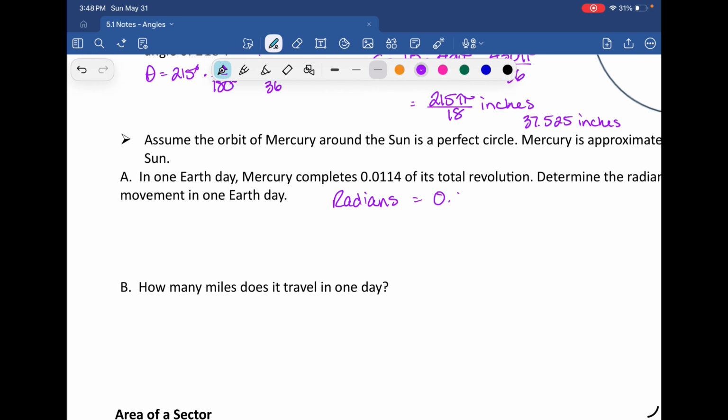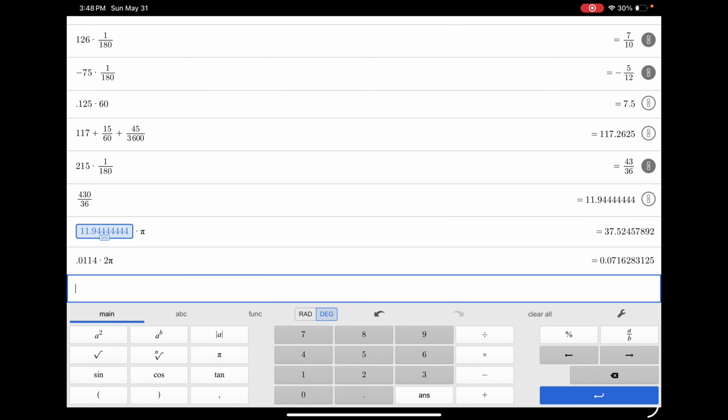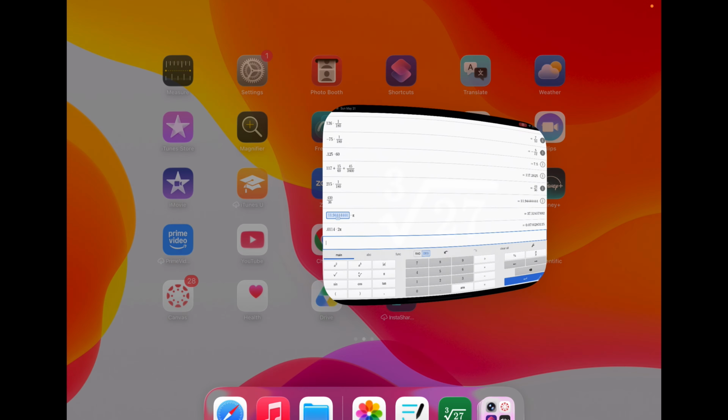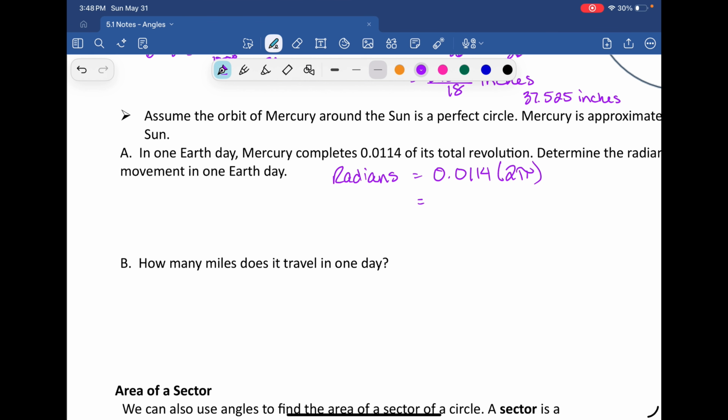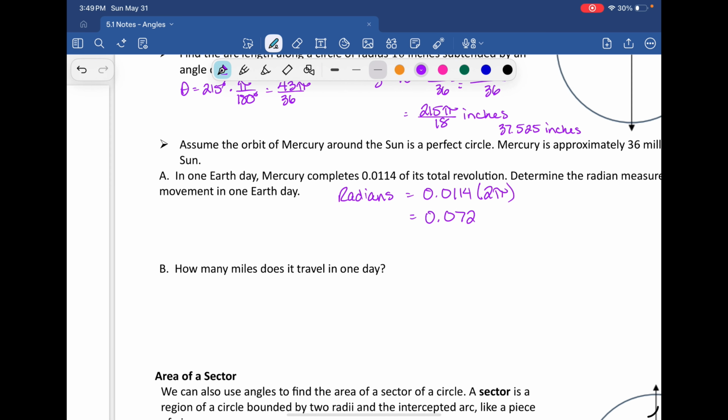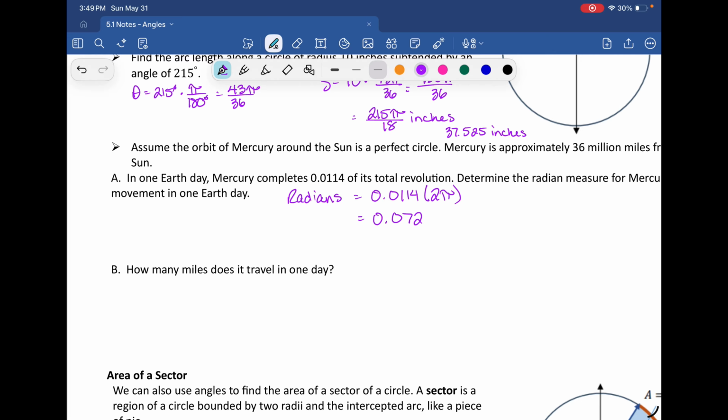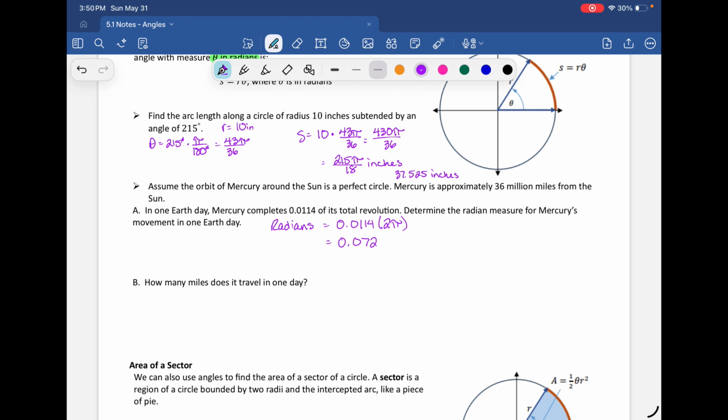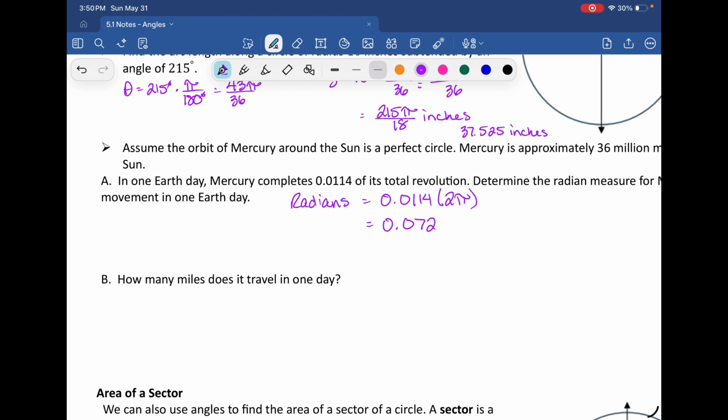So it completes 0.0114 of the total revolution. So that's times 2 pi. That goes in your calculator, which I've already done. So 0.072. How many miles does Mercury travel in one day? It's asking for arc length.